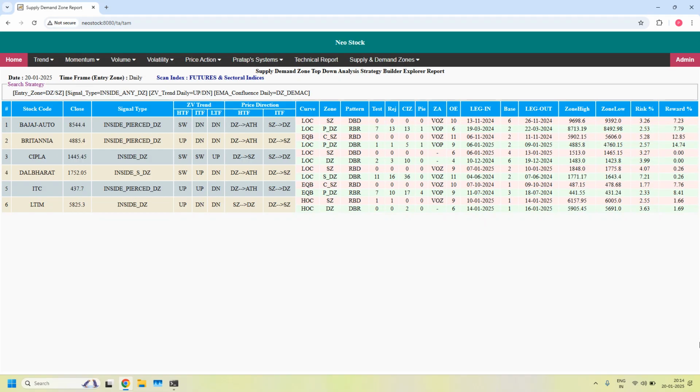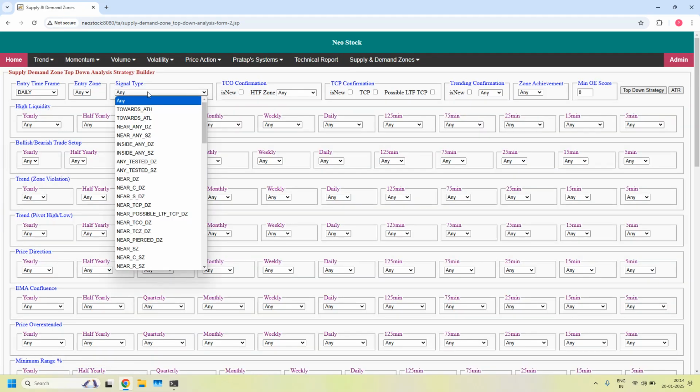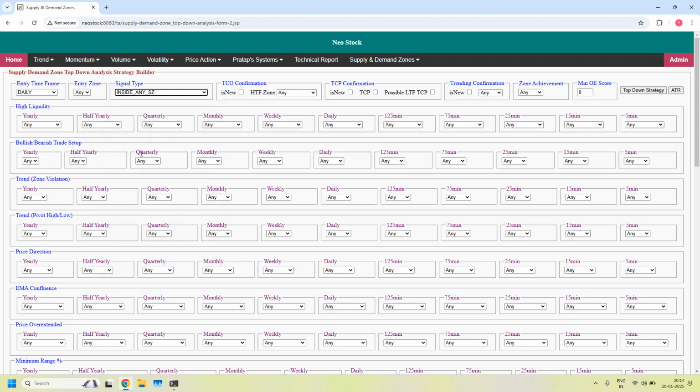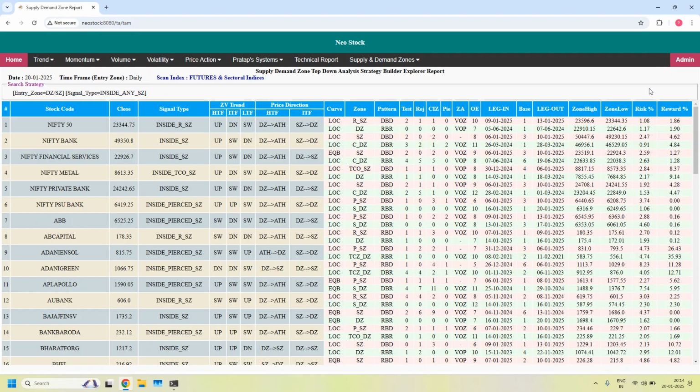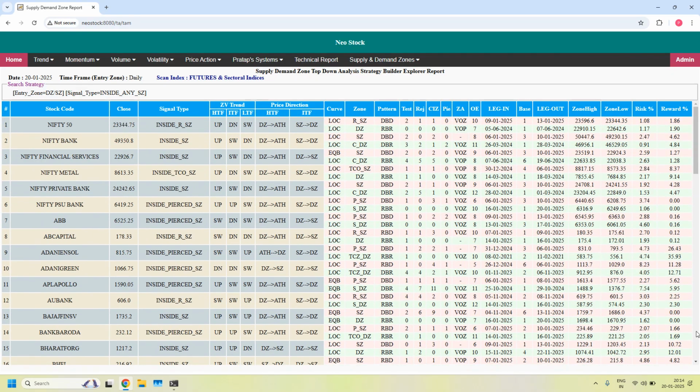Okay, this is about price closed inside daily demand zone. Next, for daily time frame, price closed inside the daily supply zone. We got a big list. 61 stocks are filtered, and the first 15 stocks in the list.